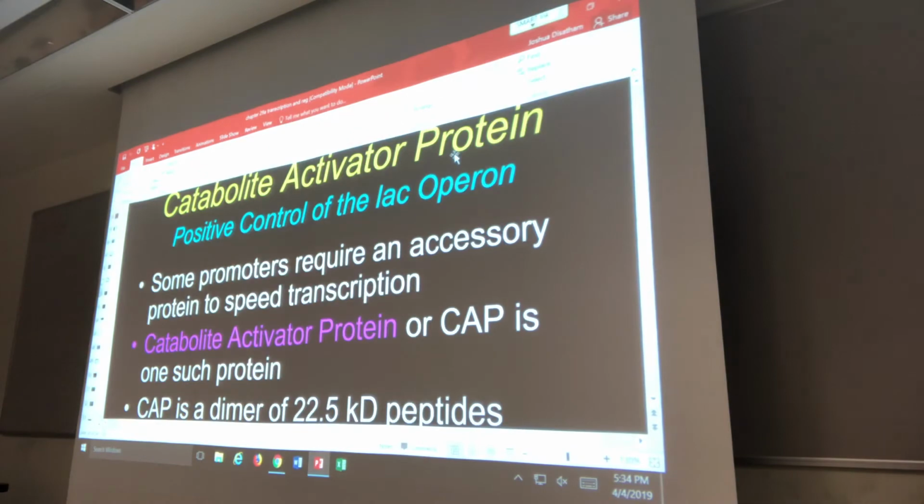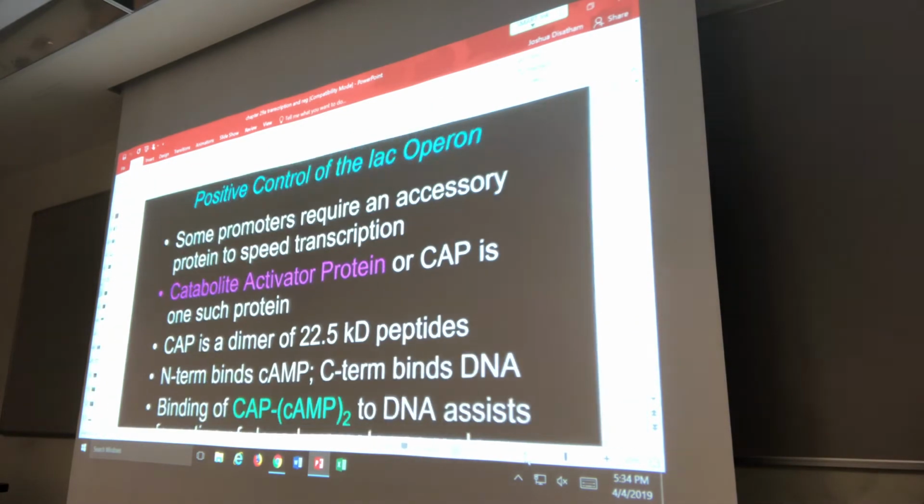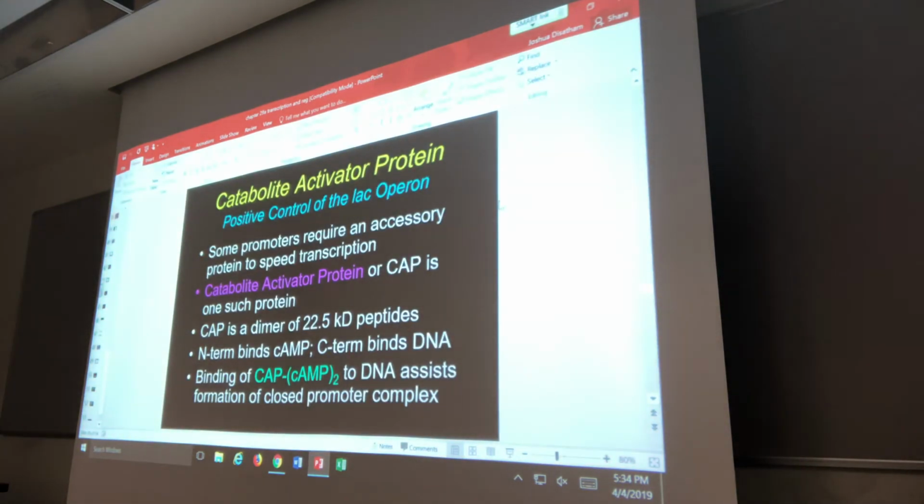If you want information on the CAP protein, it's right here. This is positive inducible control. Usually this happens after the repressor on the Lac Operon has been removed. You have a mechanism to attach an activator protein to speed up the transcription of the Lac Operon.